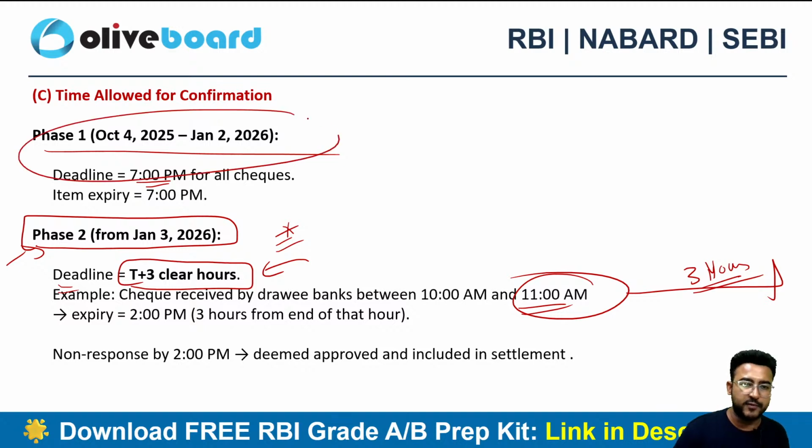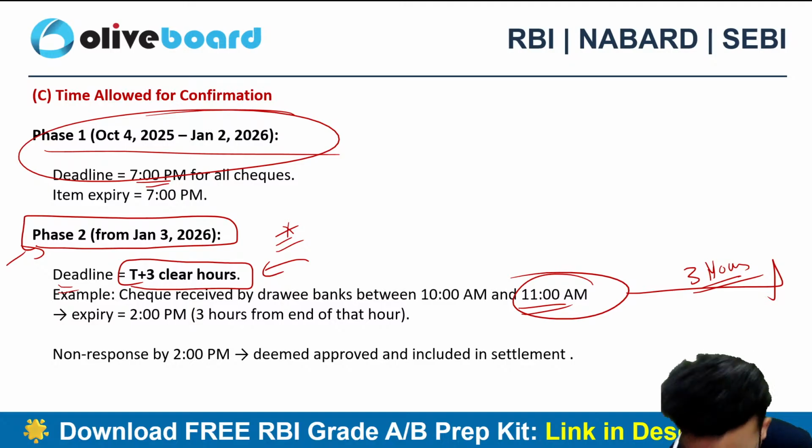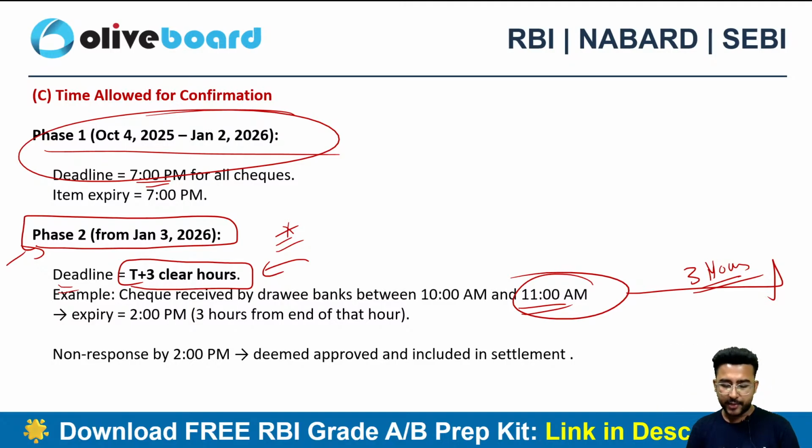As of now, phase 1 will be implemented from 4th of October. However, in phase 2, the timelines are even stricter. T plus 3 hours is the timeline. Within 3 hours, you need to either confirm it or reject it. If you don't do so, it will be a deemed approval. Right? I hope everything is clear till now. Any queries? Anyone?